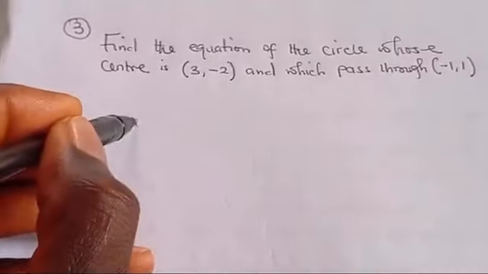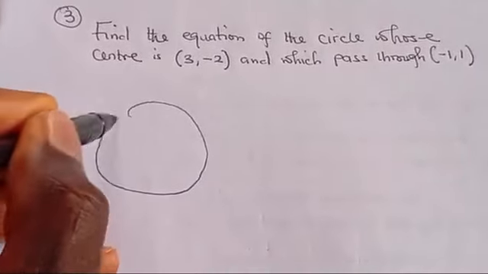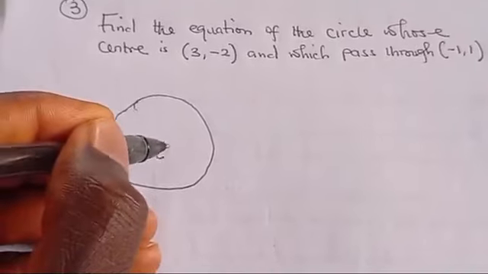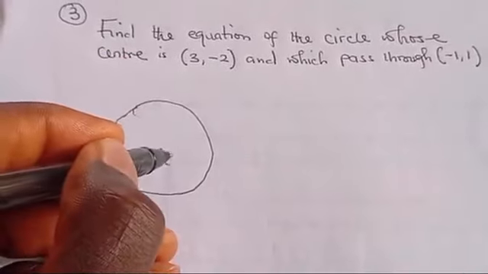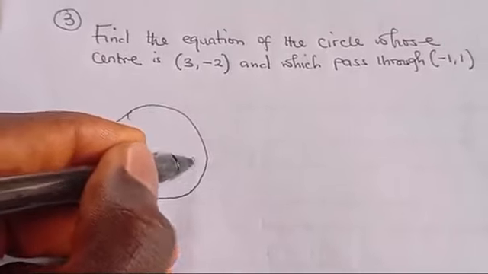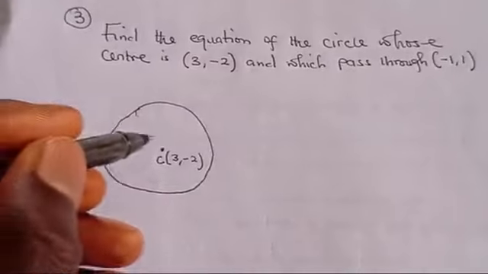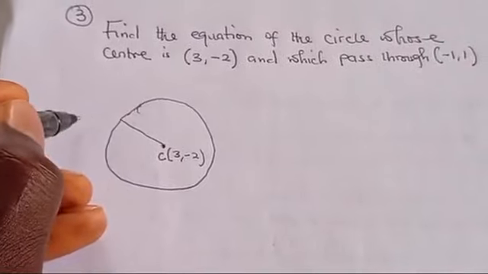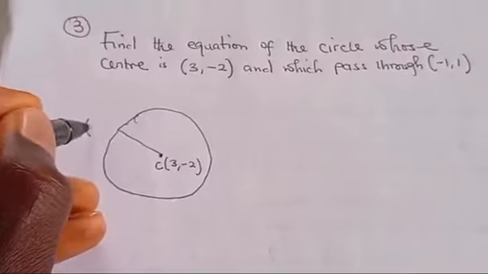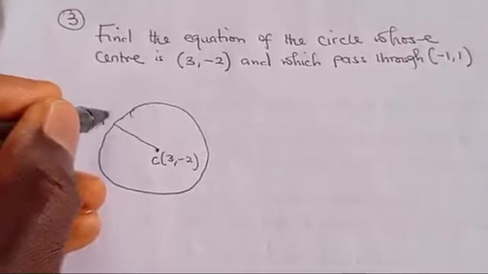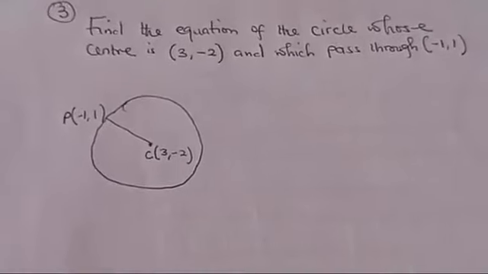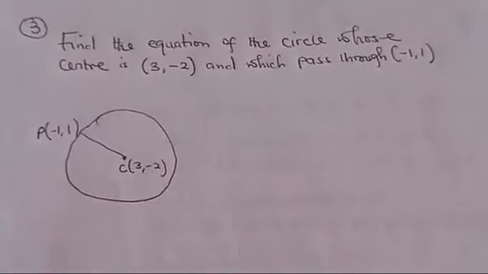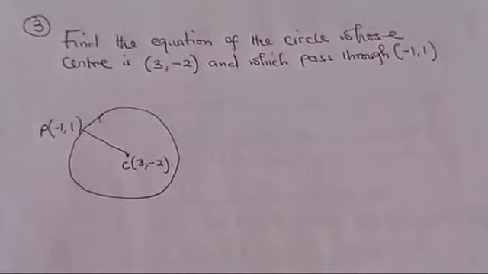So if this is our circle, we're made to understand that the center, let's say C, has the coordinate 3, -2. And this particular circle passes through the point, let's label this point also as P. It passes through the point -1, 1. So with this, the first thing to do is to find the value of the radius before we can proceed to finding the equation of the circle.